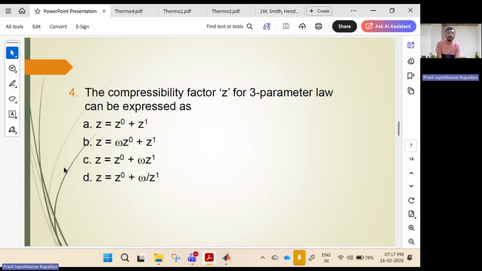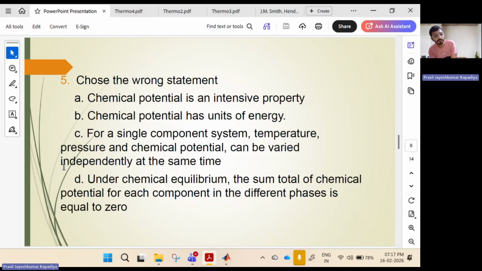So from that you can directly estimate the value of Z. This is the benefit of using the three parameter law, in which Z is expressed as Z0 plus omega into Z prime.